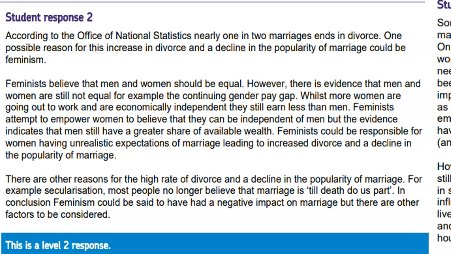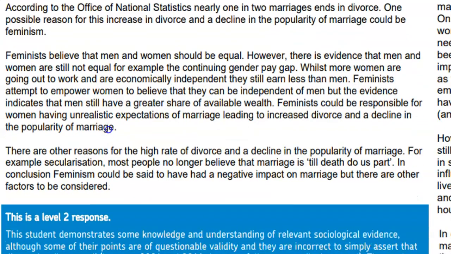Feminists attempt to empower women to believe that they can be independent of men, but the evidence indicates that men still have a greater share of available wealth. Feminists could be responsible for women having unrealistic expectations for marriage, leading to increased divorce and a decline in the popularity of marriage. There are other reasons for the high rate of divorce and a decline in the popularity of marriage, for example, secularization. Most people no longer believe that marriage is till death do us part. In conclusion, feminism could be said to have had a negative impact on marriage, but there are other factors to be considered.